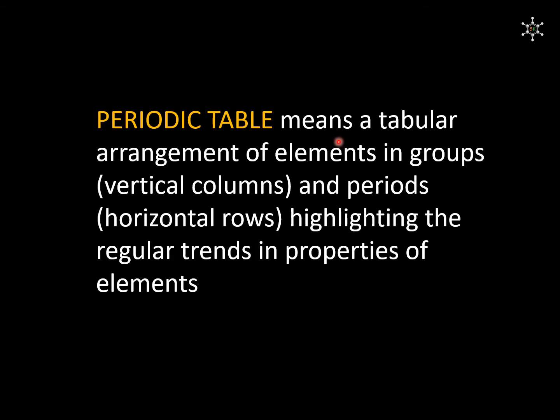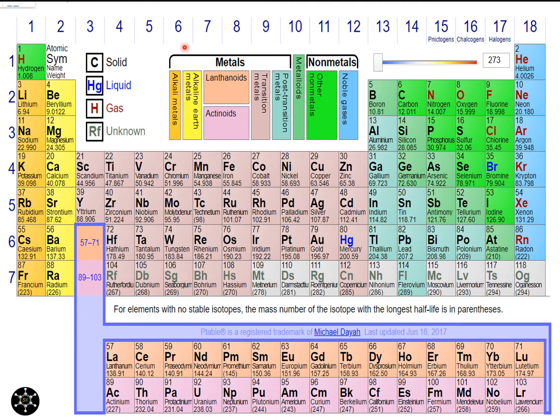Periodic table means a tabular arrangement of elements in groups and periods, highlighting the regular trends in properties of elements. This is how the modern periodic table looks. We can see here there are 18 vertical columns called groups, and 7 horizontal rows called periods. The rows we are seeing down below are part of the 6th and 7th periods. Elements 57 to 71, instead of being listed over here, are shown in a row down below. In the same manner, elements from 89 to 103 are listed here.